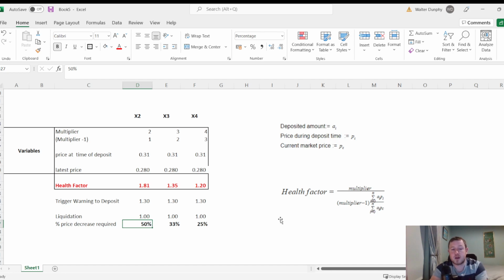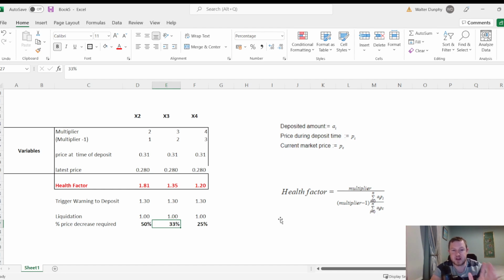Basically, what I have also done here is calculate how much the price of COTI will need to fall from the time when you actually deposit it to cause a liquidation event. If you go with the 2x multiplier option and the price of COTI falls 50%, then that will cause a liquidation. If you go with the 3x multiplier, the price would have to fall 33% for you to go into liquidation. And if you go with the 4x multiplier, the price would have to fall 25% from the price which you deposited at to cause a liquidation.